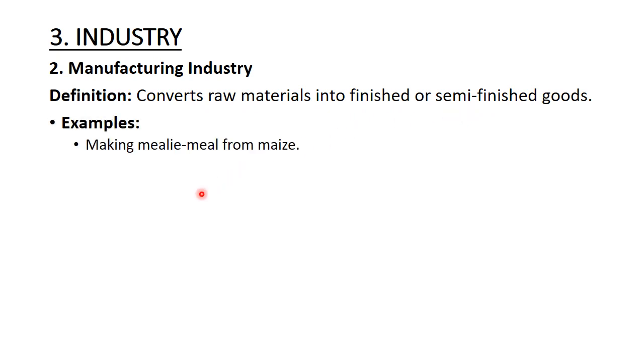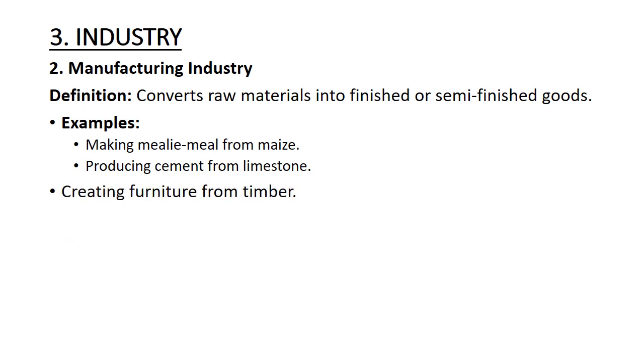Okay, so examples include making mealie meal from maize. Of course, maybe this mealie meal cannot just be eaten, it has to be cooked. Okay, but it is nearly a finished good. Okay, producing cement from limestone, creating furniture from timber, those who make, for example, chairs, that's manufacturing industry.